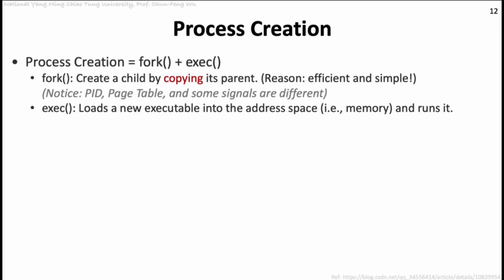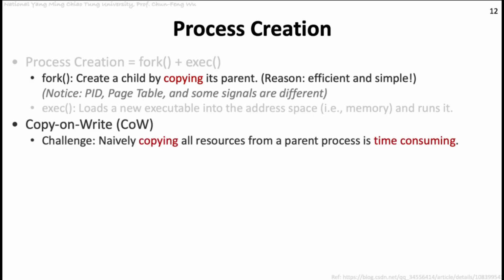For example, if this parent process already has a really large memory, for example, 1 GB memory, and if we are going to copy it, it will take a lot of time, right? So in this case, there is a design called copy on write. So copy on write is going to solve the challenge. Just like naively copying a resource from parent is time consuming. So we don't really copy at the time the parent does the fork function.